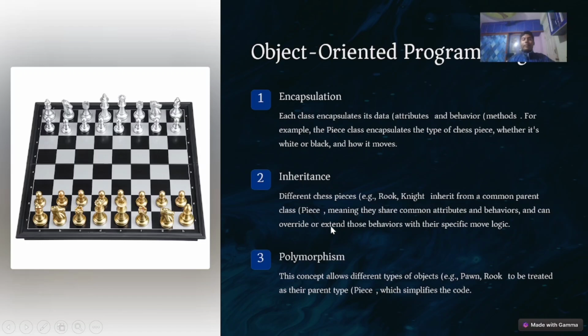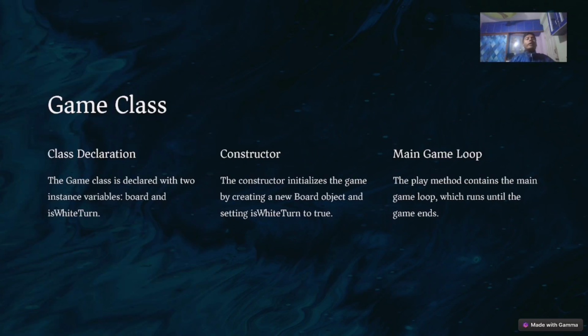Polymorphism is the concept that allows different types of objects, for example pawns and rooks, to be treated as their parent type, Piece. Like I said, polymorphism allows different types of objects to be treated the same way. Okay, now there is the Game class.